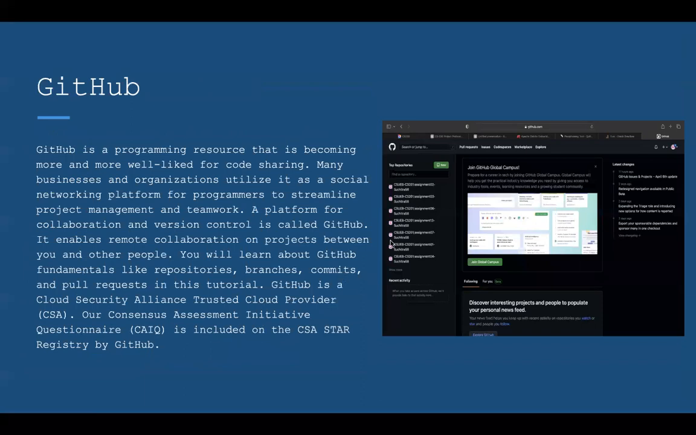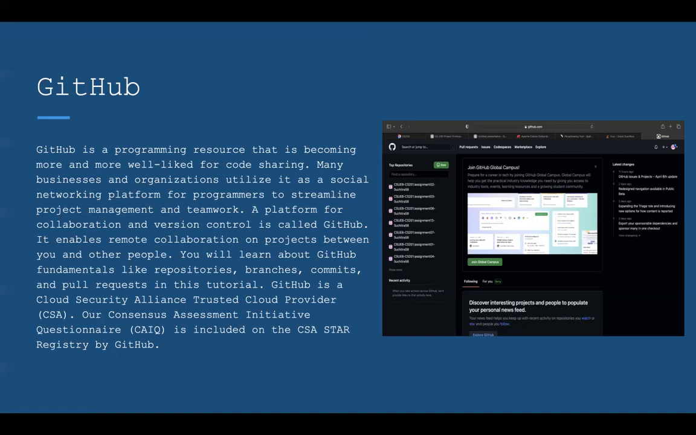And here is my GitHub profile. GitHub is a programming resource that is becoming more and more well liked for code sharing. Many businesses and organizations utilize it as a social networking platform for programmers to streamline project management and teamwork. It is a platform for collaboration and version control. It enables remote collaboration on projects between you and other people. We learn about GitHub fundamentals like repositories, branches, commits, and pull requests in this tutorial, which are the basics of GitHub.